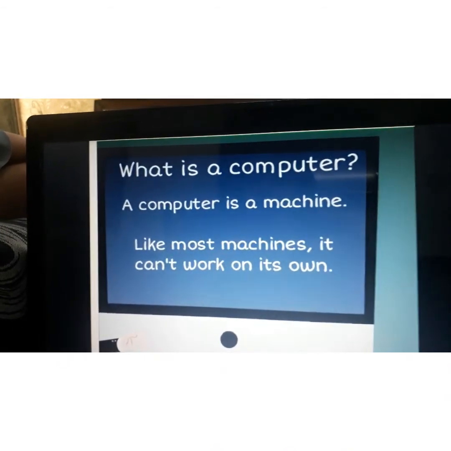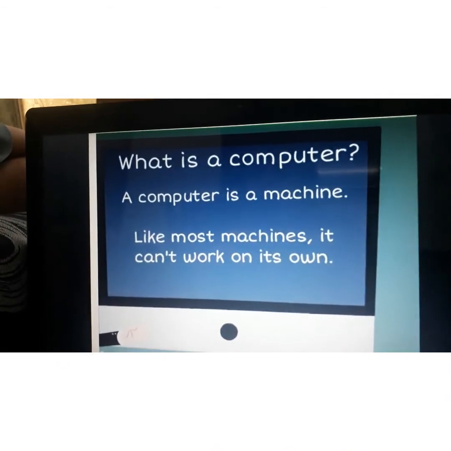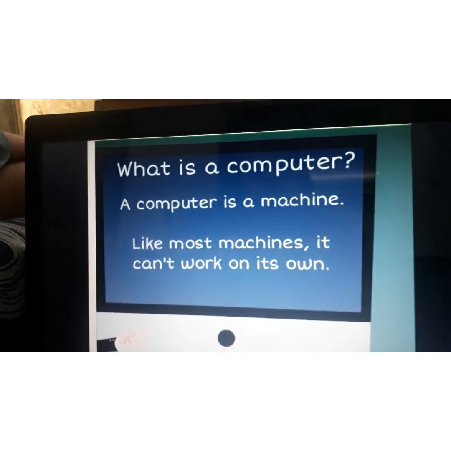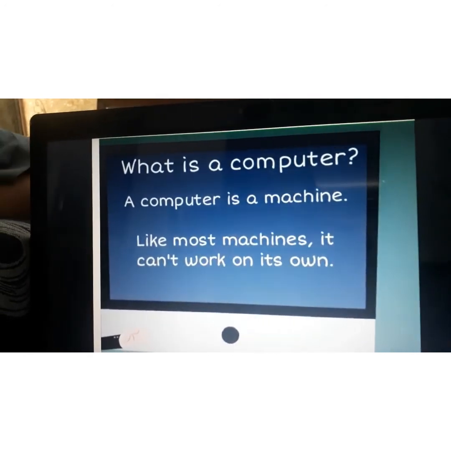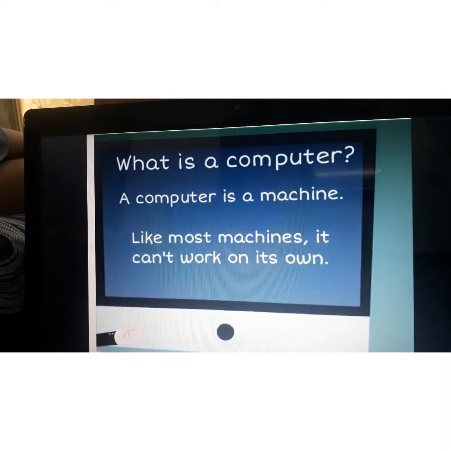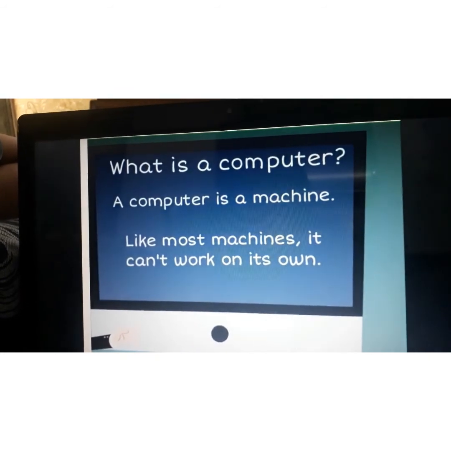Does the mixer grinder start working on its own? No. Mama has to press the knob. Only then it works. And so is the computer. It cannot work on its own. It has to be told. It has to follow the IPO cycle. Okay, so we just saw that computer, which is also a machine, cannot work on its own. It needs help. It needs instructions. And of course, it has to follow the IPO cycle, the input, processing and output cycle.